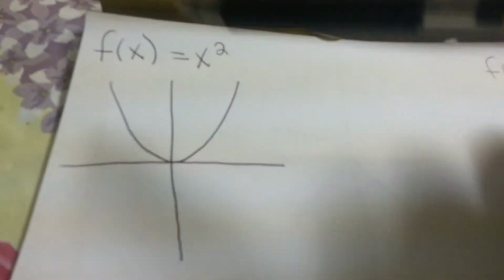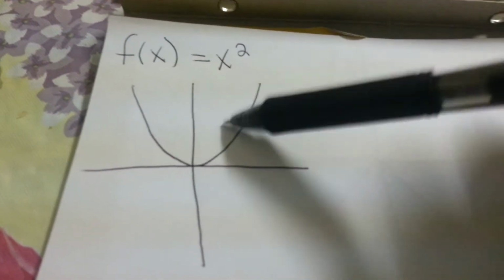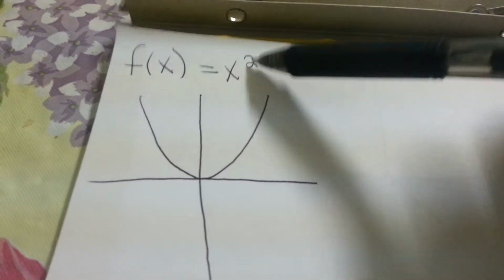Okay, Miss McFarland, this is the extra stuff I'm adding to my Prezi, so it may help my semester exam grade. So first, we're going to start off with f of x equals x squared. You see, it's a parabola. This is the graph for this equation, x squared.